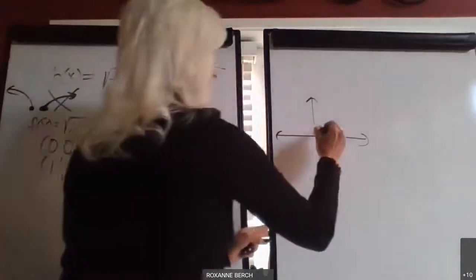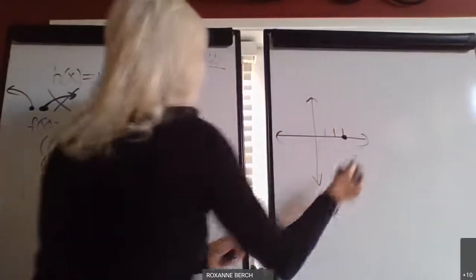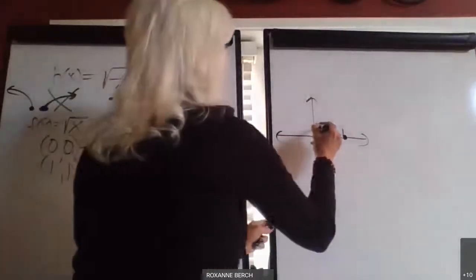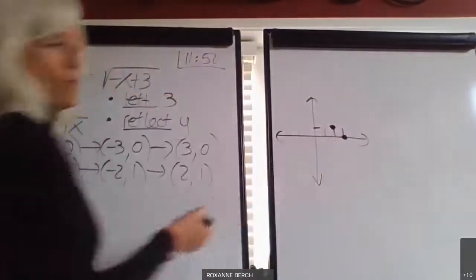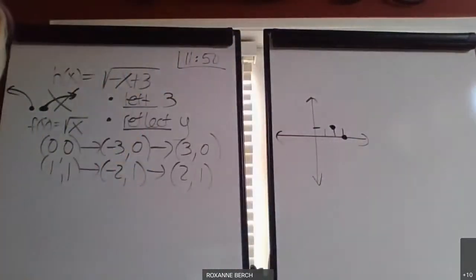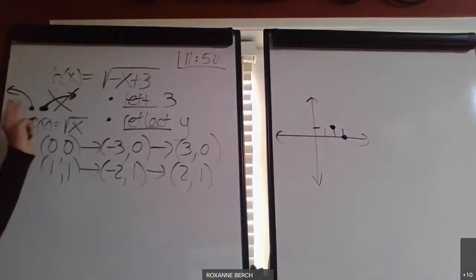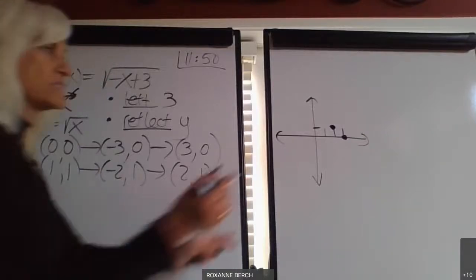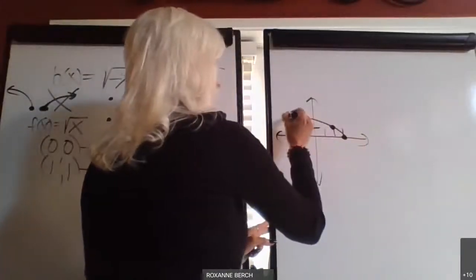So right 3, 0, and right 2, up 1, and that's scary. Like, what do you do with those 2 points? Well, you drew a picture over here to tell you. So we decided that reflection over the y was going to look like this. So just make it go like that.